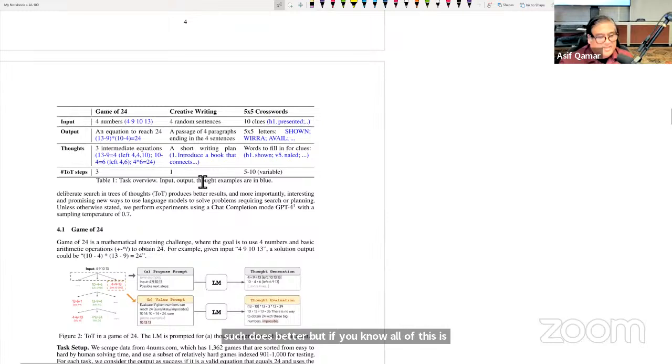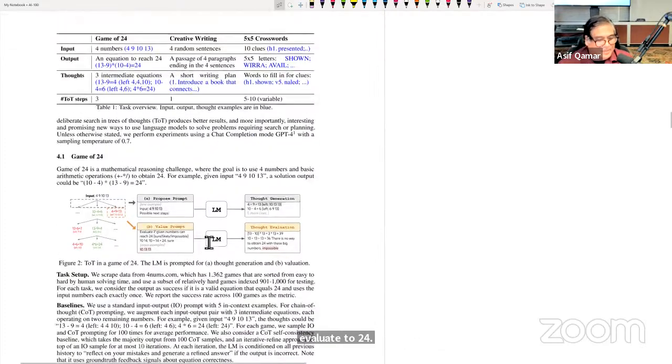But the important thing is that one of the problems is this game of 24. Given a set of numbers, you have to put mathematical operators so that they evaluate to 24. So let's look at this picture a little bit carefully.